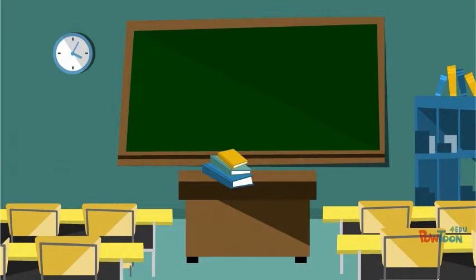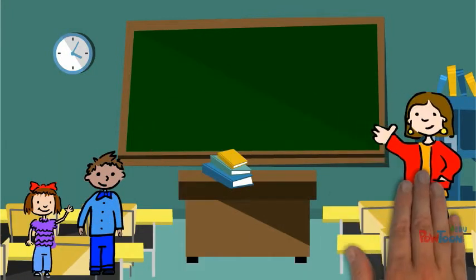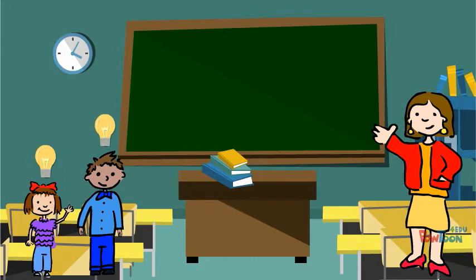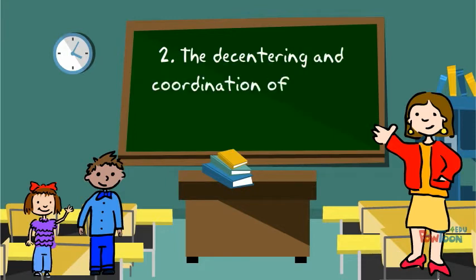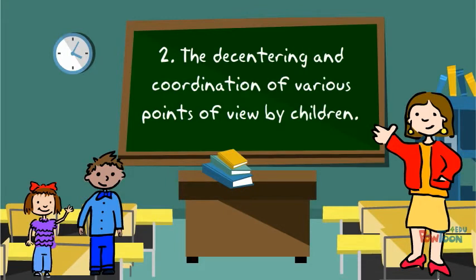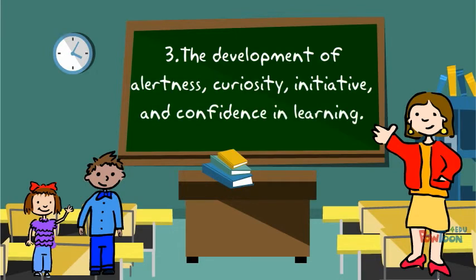Piaget's concepts can be implemented in preschool and elementary school classrooms by providing activities for children's exploration. According to our text, there are 3 general objectives: 1, the development of children's autonomy through interactive situations, 2, the decentering and coordination of various points of view by children, and 3, the development of alertness, curiosity, initiative, and confidence in learning.